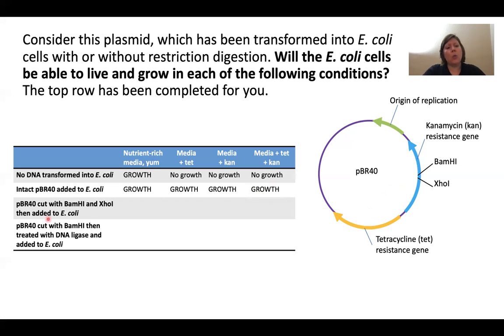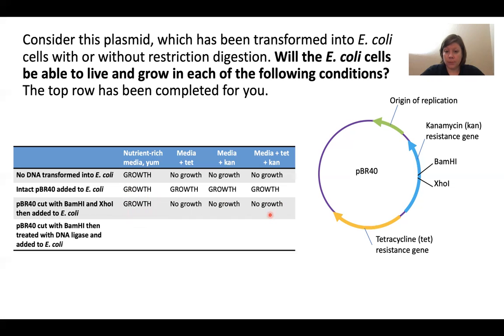All right, now let's think about what would happen if we cut PBR40 with BamHI and XhoI and then added it to E. coli. You can pause the video for a moment here if you want to think about your answer. So you can see here that in the presence of regular old media, no antibiotics, these cells would be able to grow without issue. But in the presence of any of the antibiotics, tetracycline, kanamycin, or both tetracycline and kanamycin, we get no growth of the E. coli cells.